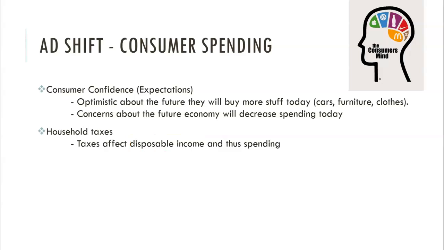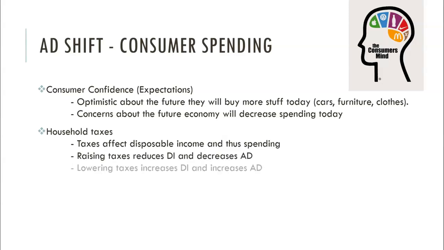If taxes go up, you're going to have less disposable income. You're going to spend less money. It's going to decrease aggregate demand. If taxes drop, you have more disposable income, more money to spend in your household. Aggregate demand is going to go up. So raising taxes shifts aggregate demand to the left. Lowering taxes shifts aggregate demand to the right.